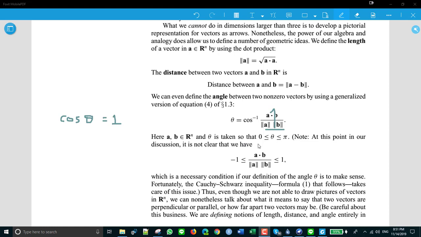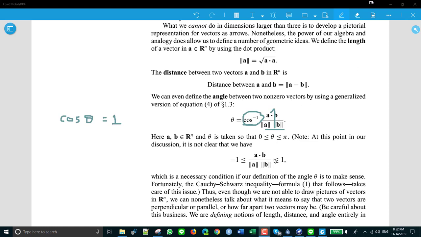So they say here we're going to take theta between 0 and pi. Otherwise this would not be a function, right? Because the inverse cosine of 1 could be many different things. That's not a function. So we want this to be a function, so we'll just limit the thetas, and then it is a function.